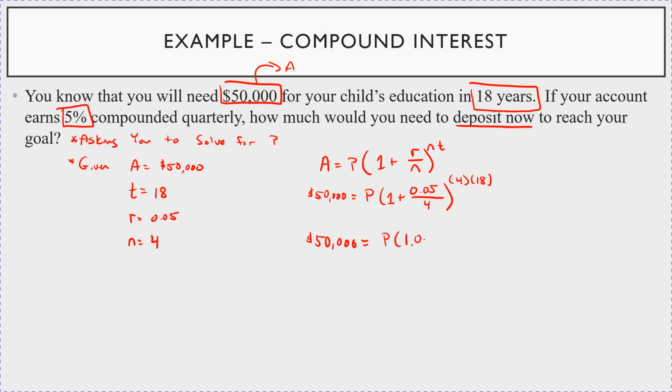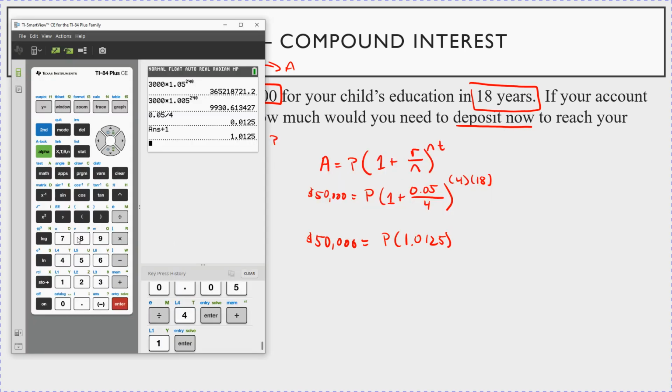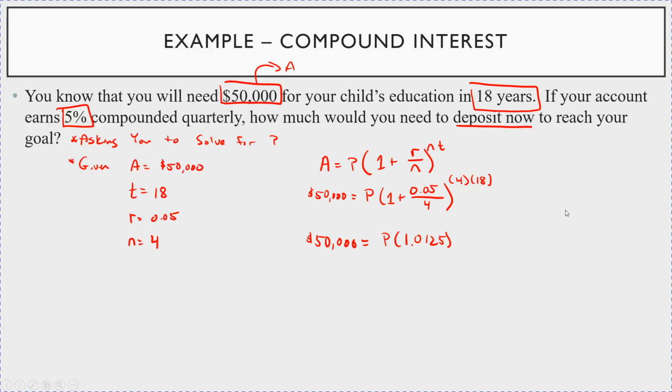1.0125. And 4 times 18, if you need your calculator for that, it should be 72. Okay, 72. All right, so look, leave it like this for now.